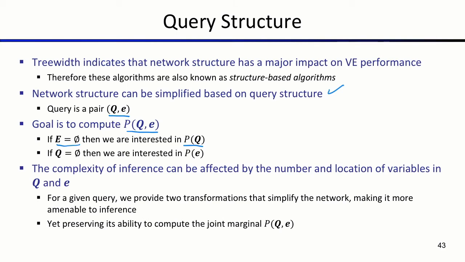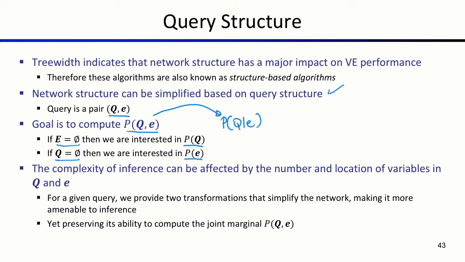Another query that we can answer is when we make an empty set for the query variables, so we answer what is the P of E. That's the probability of evidence. And we can also, of course, answer the posterior queries. So we are interested in the posterior marginals. In this case, we want to compute the P of Q given E, which we can get from here to here by just normalizing the numbers in the resulting factor. We haven't seen this before.